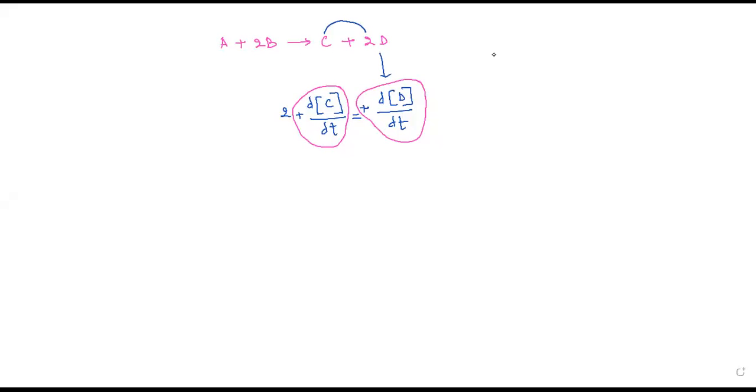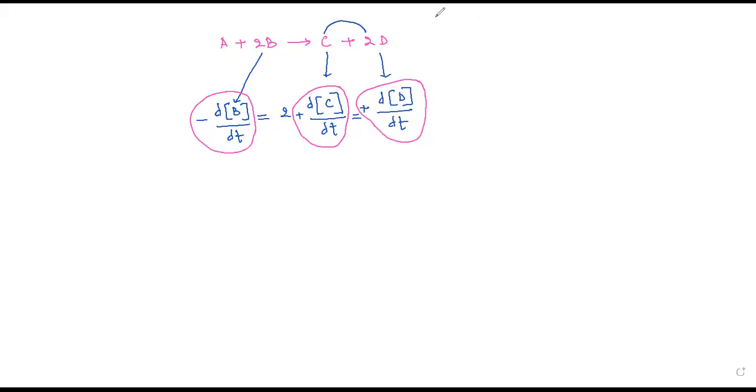Next. Coming to B. It can be given as equal to the rate of disappearance of B. Just a second. It has to be minus. Right? Say this is the rate of disappearance of B. Rate of disappearance of B and the rate of appearance of D both are equal.